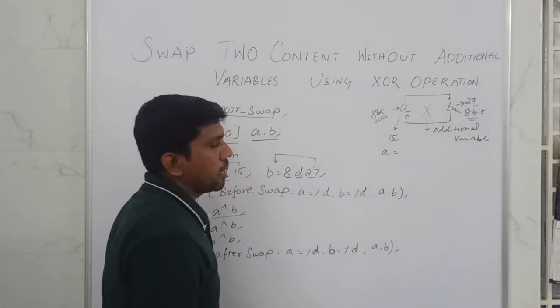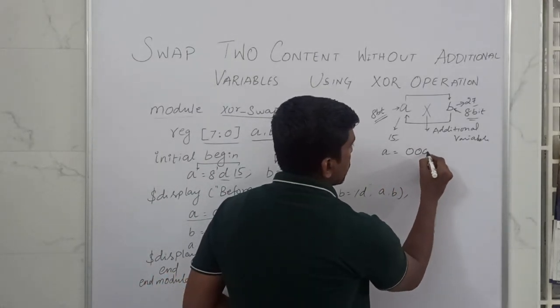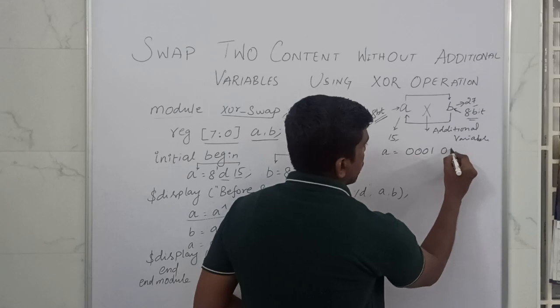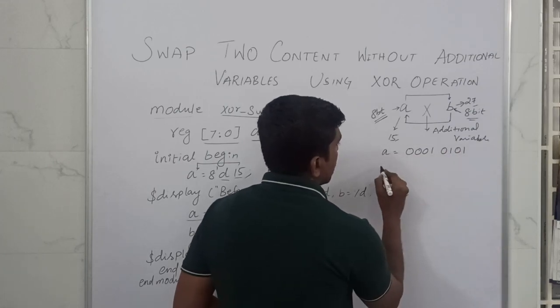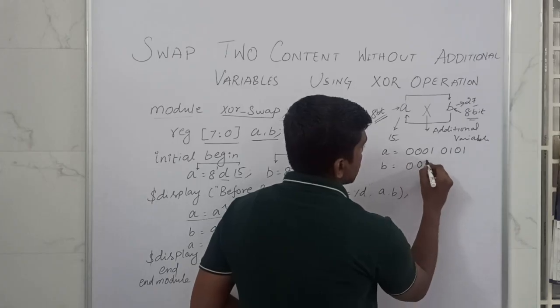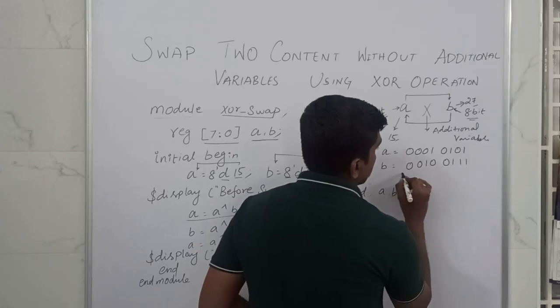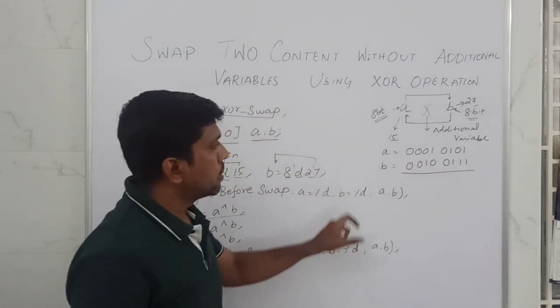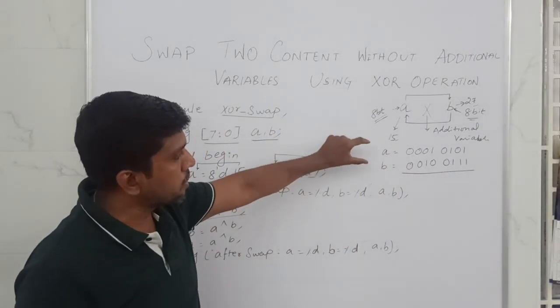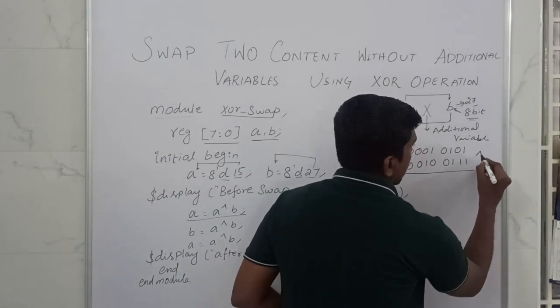Let me write the binary value for 15: 0 0 0 0 1 1 1 1. Then B equal to 27: 0 0 0 1 1 0 1 1. Now you apply the XOR operation between A and B.